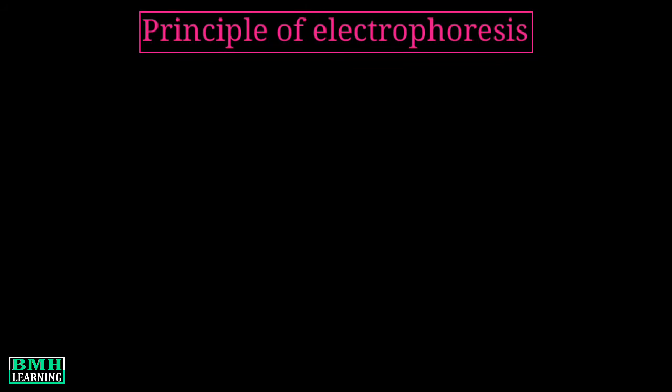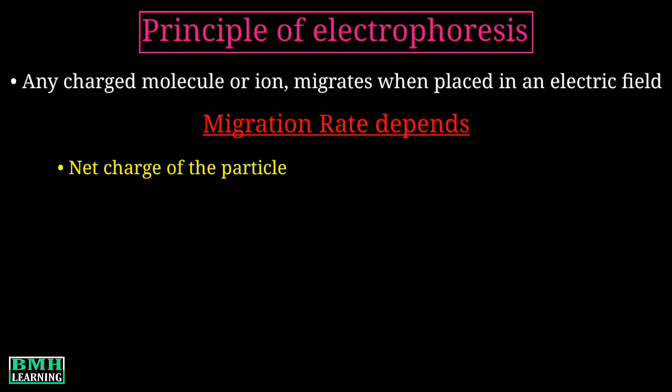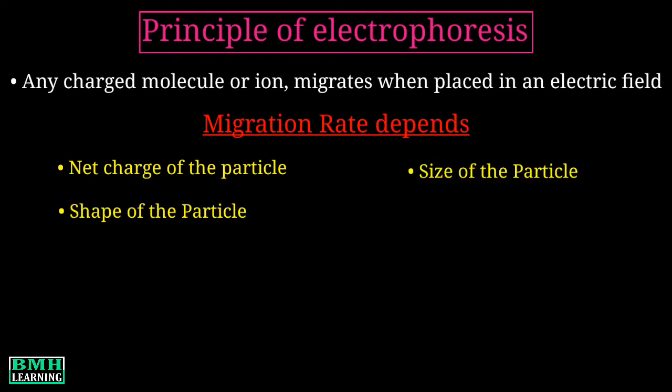It says any charged molecule or ion migrates when placed in an electric field. Now the migration rate of the particle depends upon the net charge of the particle, size of the particle, shape of the particle, and also the applied electric current.